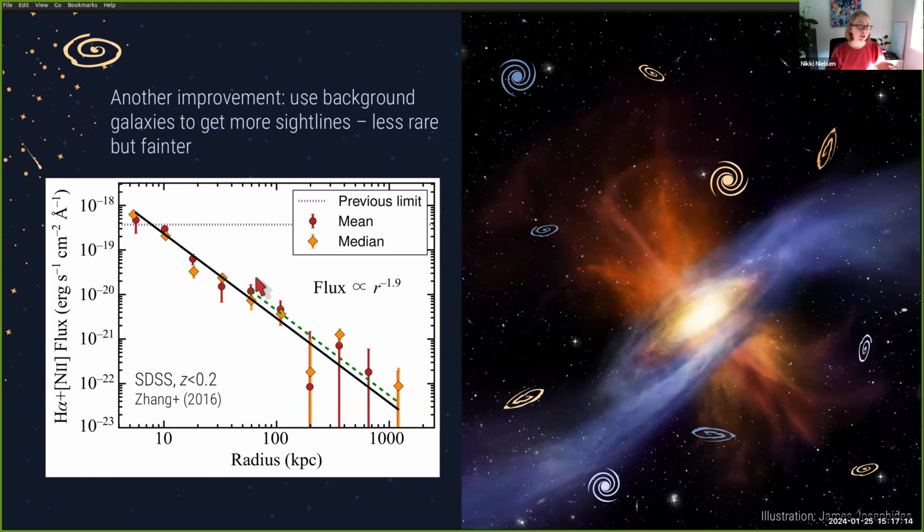And so this work here is by Zhang et al., where they stacked SDSS galaxies, and they looked for H-alpha flux in emission around the foreground galaxies. And what they found is emission going all the way out to about a megaparsec from these SDSS galaxies. And it has this interesting power law slope of r to the -2, which will be interesting a bit later when I show some emission results.